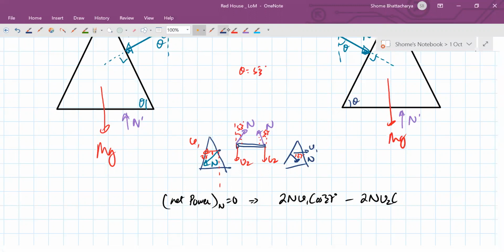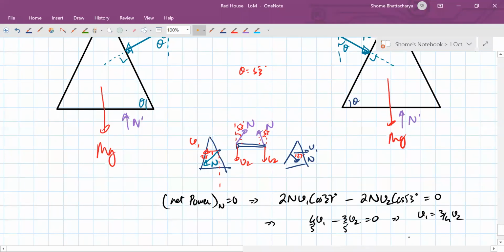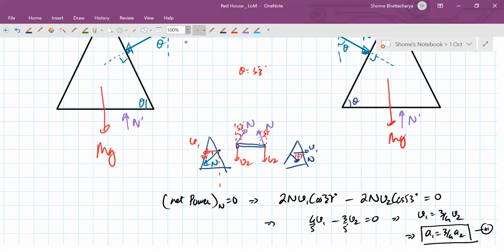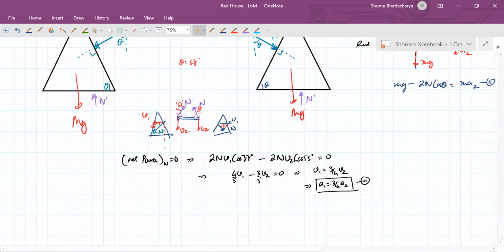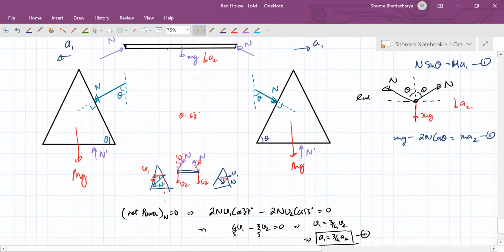Okay, so we will get 4 by 5 v1 minus 3 by 5 v2 is equal to 0. So v1 is 3/4 of v2. So a1 is 3/4 of a2. So this will become our constraint relation. And that is your system of equations, which now has to be solved. So this is our complete system of equations.